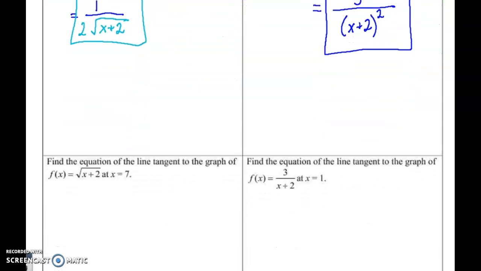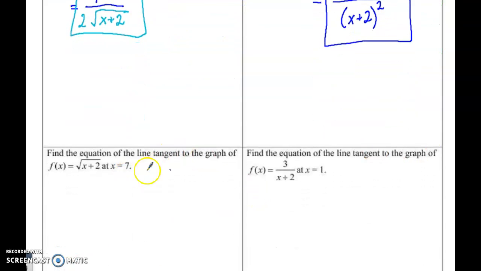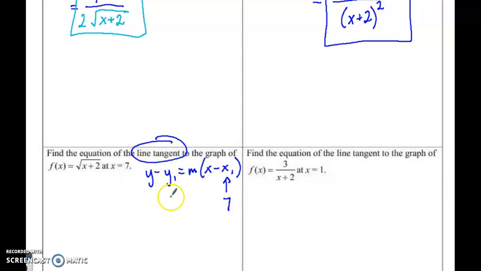I completely forgot to do this next part though, so I'm going to do this next part and then do this. So now what we're practicing is finding the equation of the tangent line, which I told you that we would do. So before you find the equation of the tangent line, let's review for a second. Point slope form: y minus your y coordinate equals your slope times x minus your x coordinate. Well, they give you the x coordinate is 7. Well, how can we find the y coordinate?